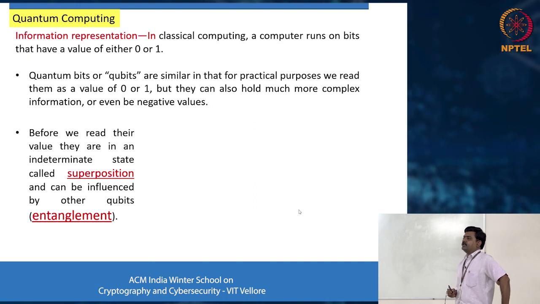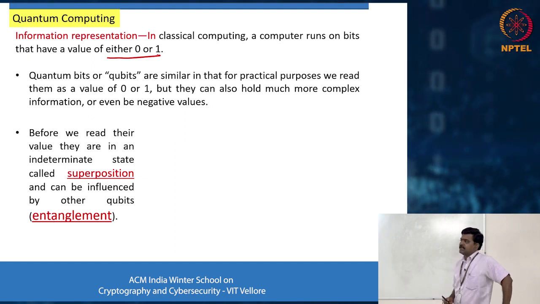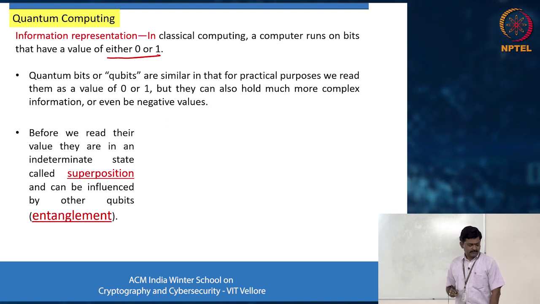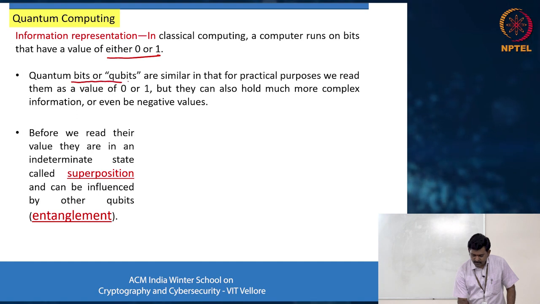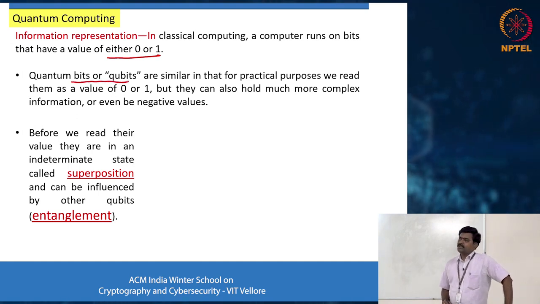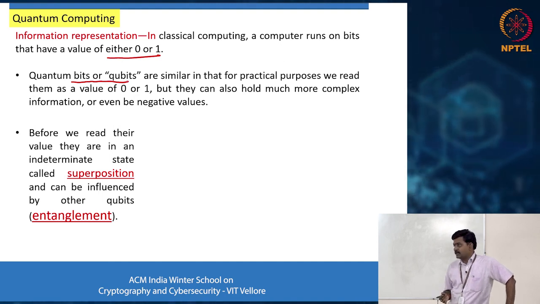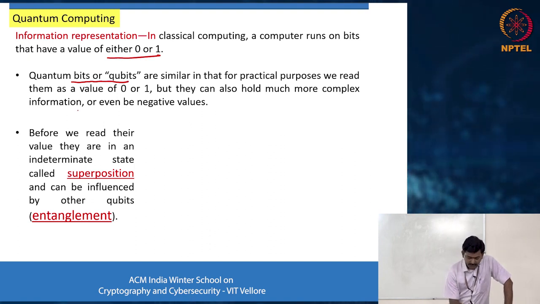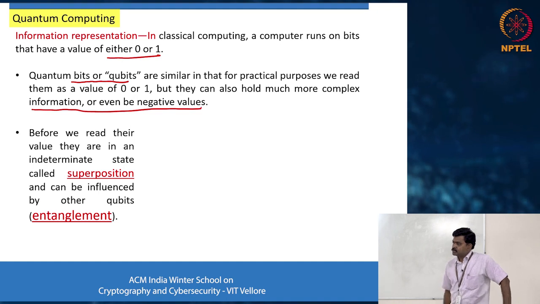In classical computers, we take bits, and they represent the information as either 0 or 1, right? In the case of quantum, we call these bits qubits. They represent the information not just as 0 or 1, but both 0 and 1, and the information can even be negative values. This phenomenon is called superposition.